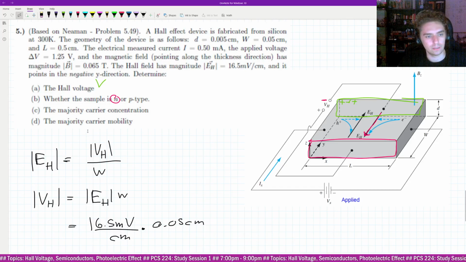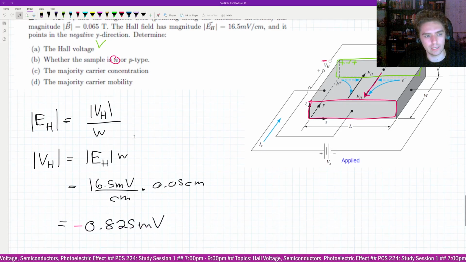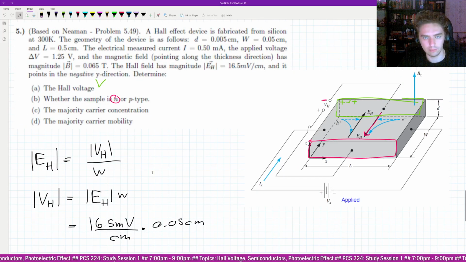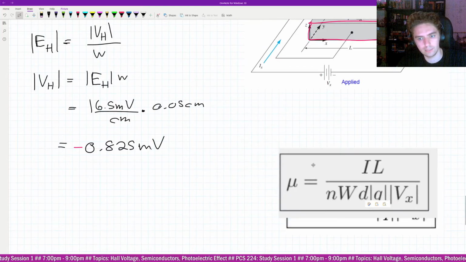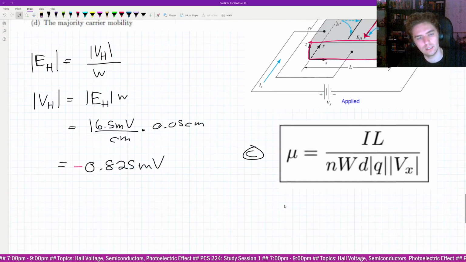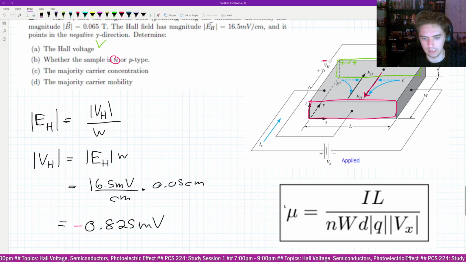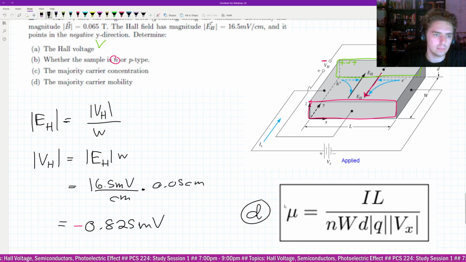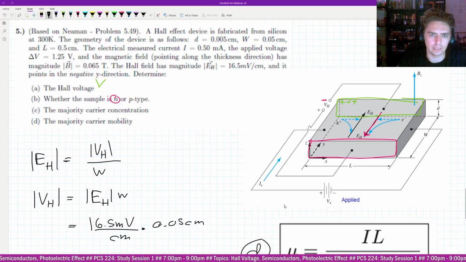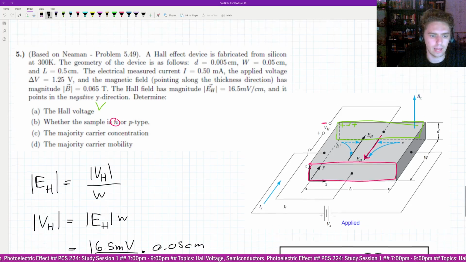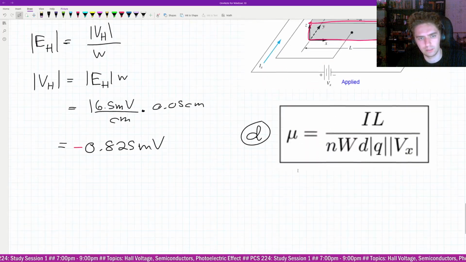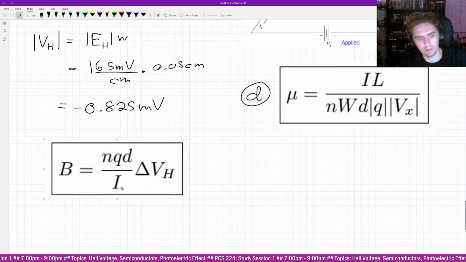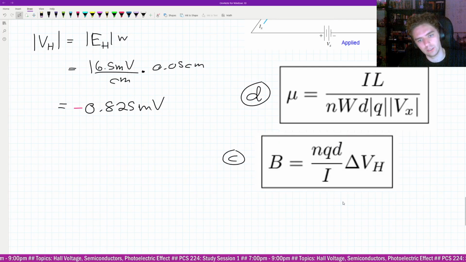The majority carrier concentration, we'll figure that out somehow. Majority carrier mobility is, again, this equation, so that's for mobility. That's for part C. For part D, part C is the majority carrier concentration. Let's see, is there something I'm missing here? No, we know that. I think I can just take this equation and solve for N.